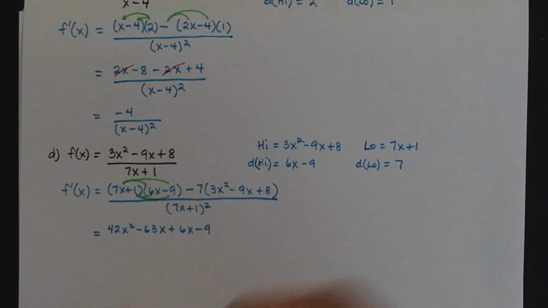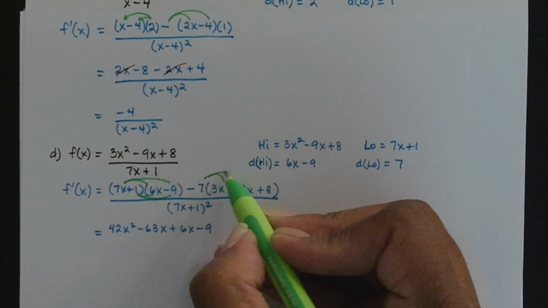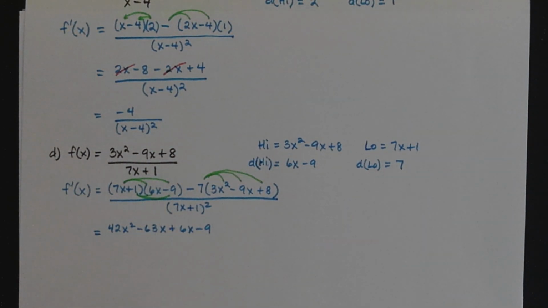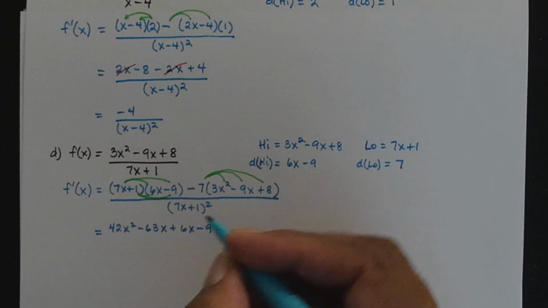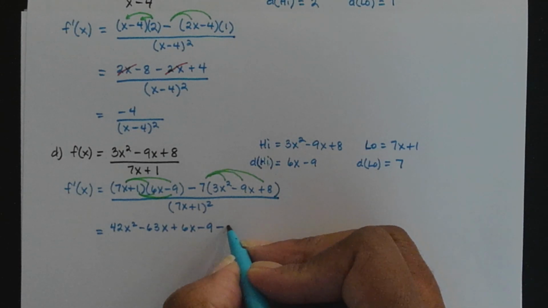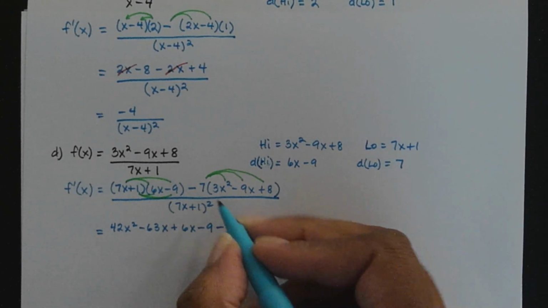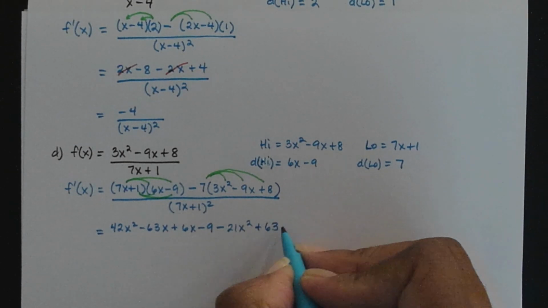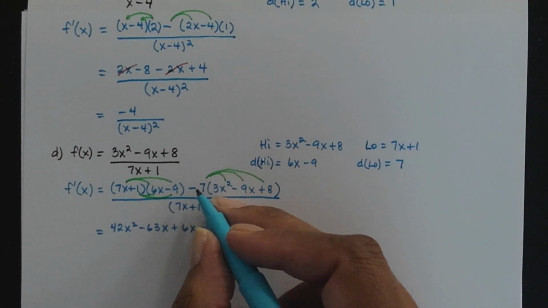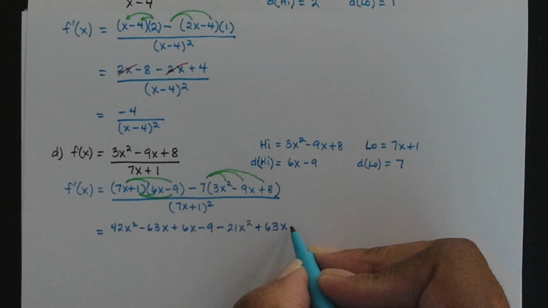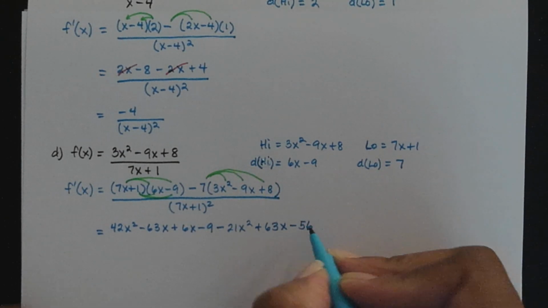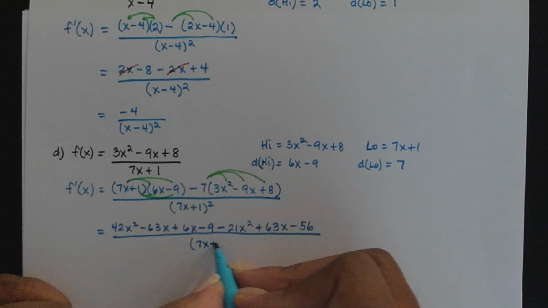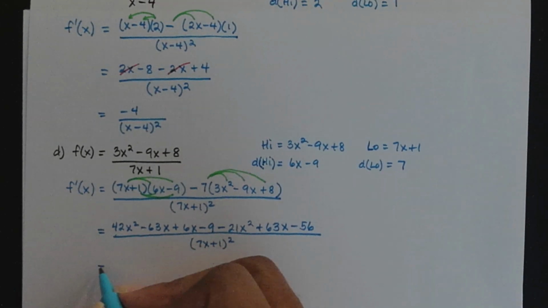And then I'm going to distribute that minus 7 over the 3x squared, the 9x, and the plus 8. Minus 7 times 3x squared will be minus 21x squared. Minus 7 times minus 9x will be positive 63x. And then minus 7 times the plus 8, minus 56. All that's going to be divided by the square of that low, 7x plus 1 quantity squared.